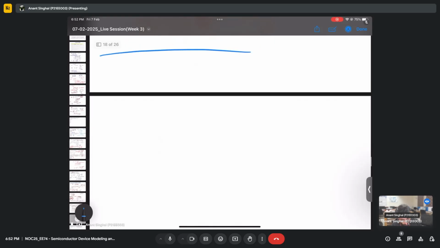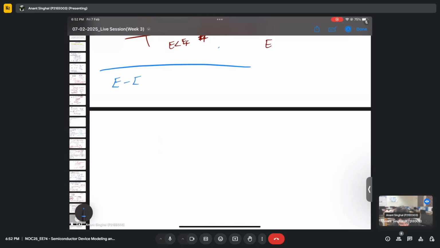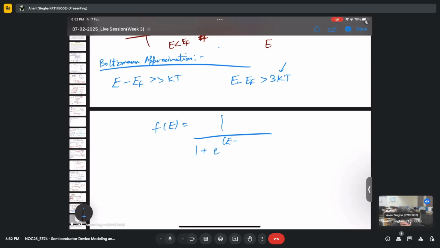So here comes one more thing. Now we know that if E minus EF is very, very greater than KT, you all have already heard about this Boltzmann approximation. If not, let me clarify this also. If E minus EF is greater than KT, by that I mean greater than 3 KT, that is enough to create the difference. So this Fe, the Fermi Dirac, is 1 upon 1 plus exponential of E minus EF over KT, right? This is the actual Fe.